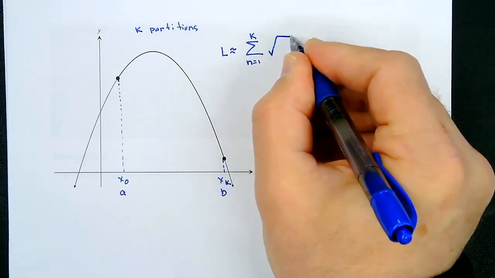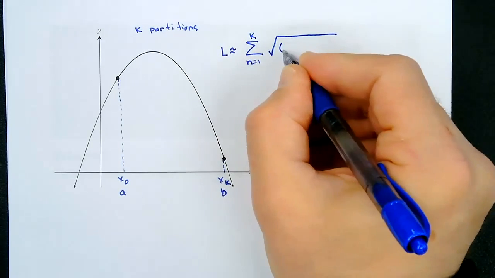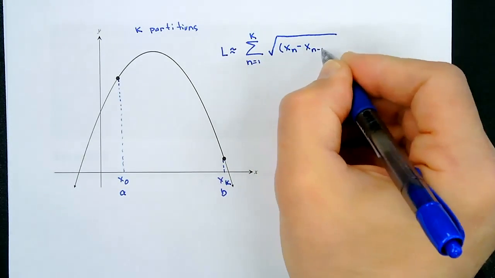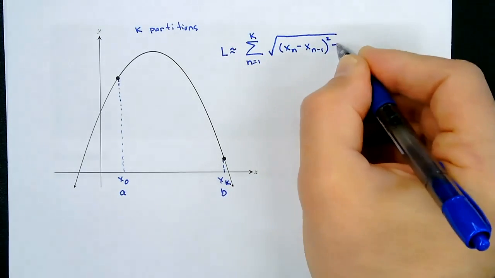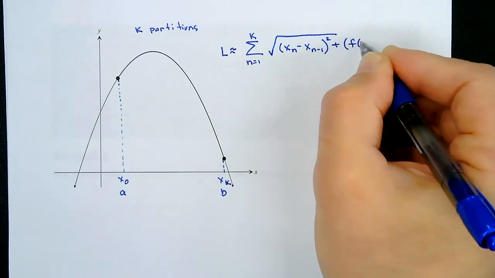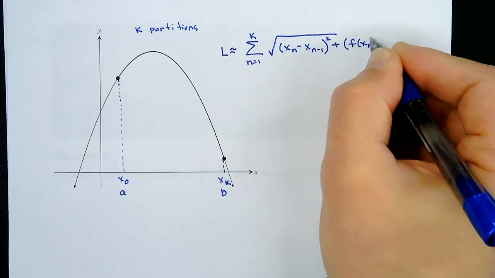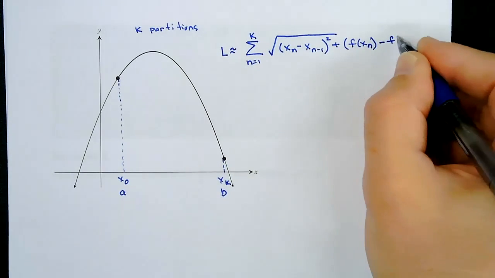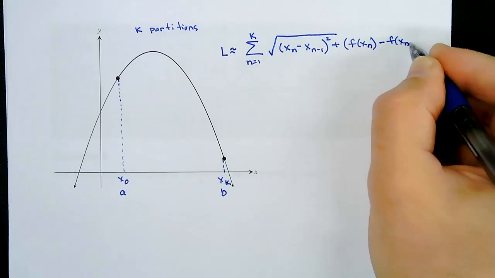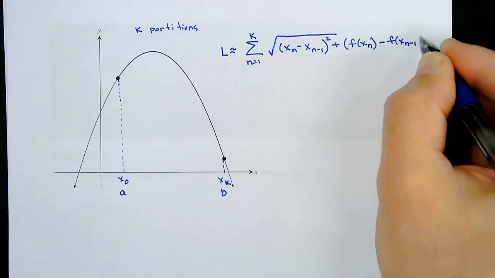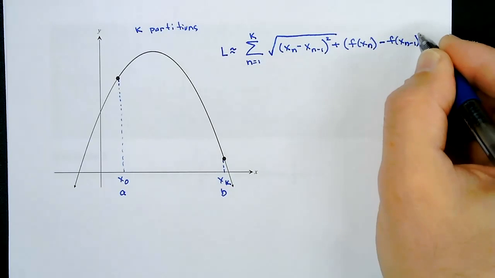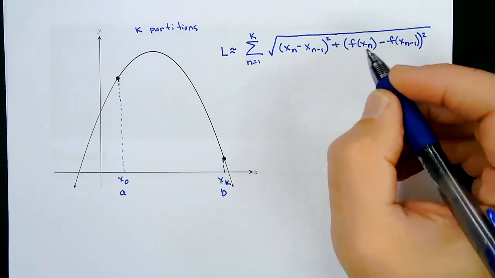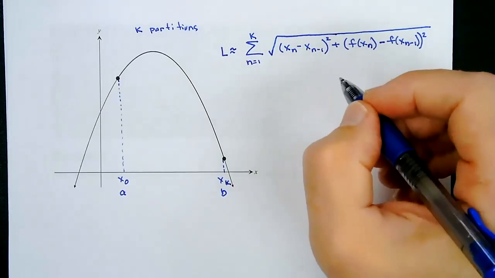So the square root of x sub n minus x sub n minus 1 squared plus f of x sub n, I almost wrote x sub 1 there, and then minus f of x sub n minus 1, and then squared, and I'm going to extend this. But that would still be an approximation because we'd still have these line segments.